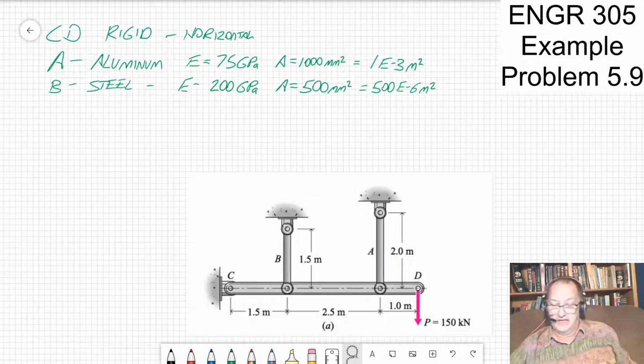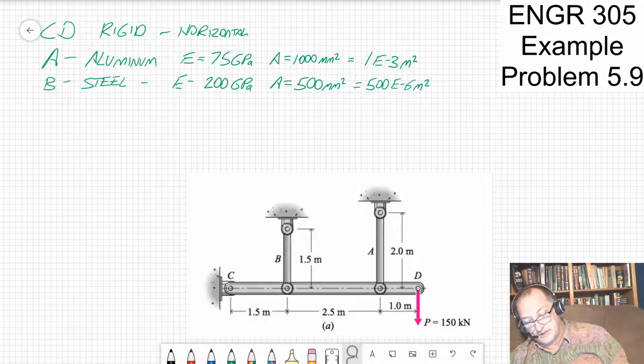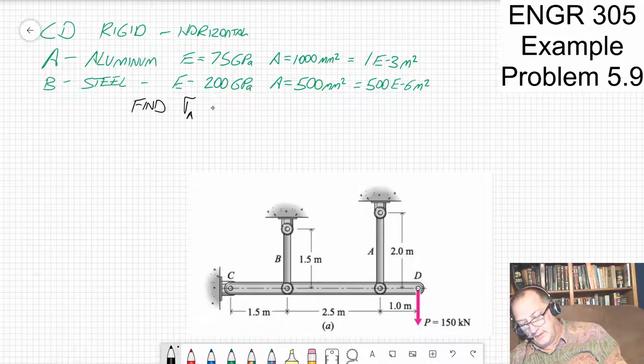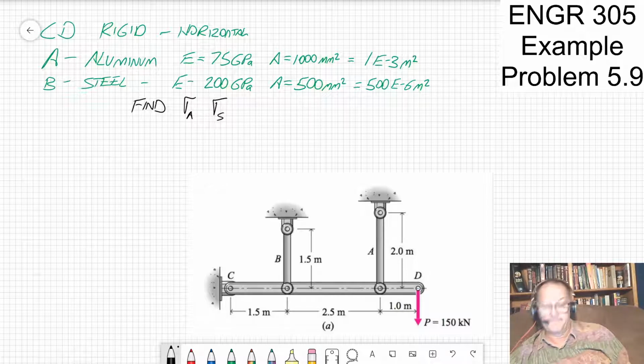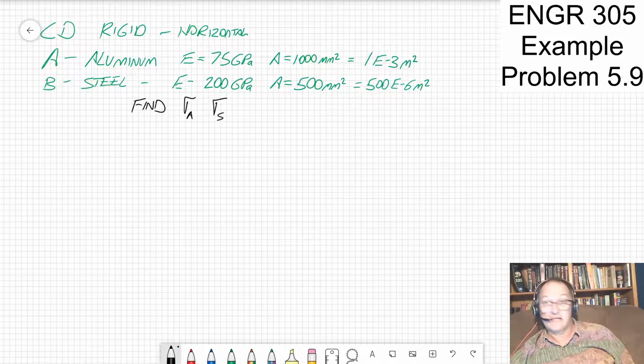There's our givens, and then what we've been asked is just like the other problems. It's to find the stress in the aluminum and the stress in the steel. And so we start punching away, writing equations, right? That's the first part of the problem statement. Once we get that, we'll go back and do the vertical component of the displacement at the end. But for right now, let's just attack this.